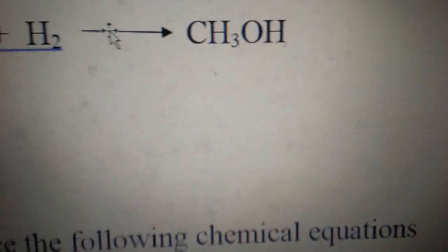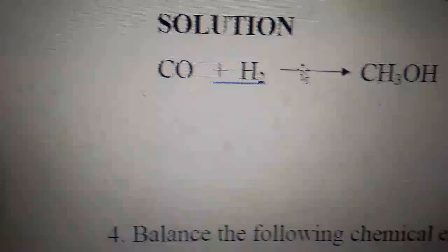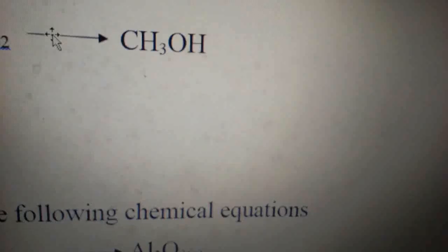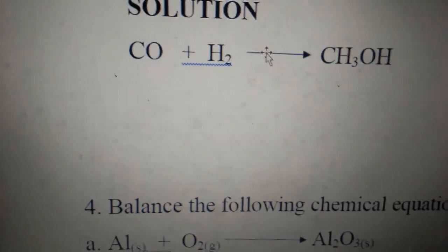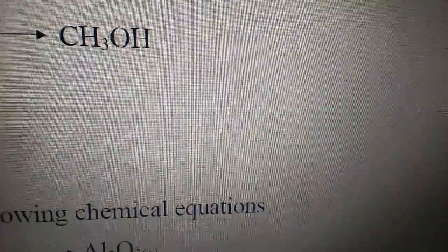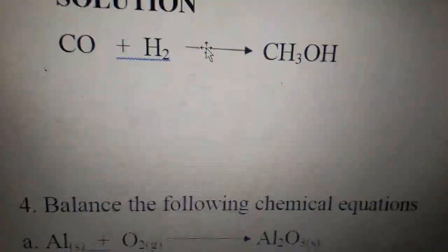We'll check this substance. 1 carbon on the left hand side and 1 on the right hand side, so carbon is balanced. We look at oxygen, 1 atom on the right hand side and 1 on the left hand side. Oxygen is balanced. We look at hydrogen, 4 atoms on the left hand side, 3 plus 1, that is 4, and 2 on the right hand side. So this side is bigger.